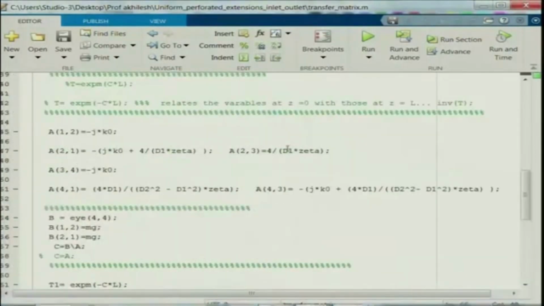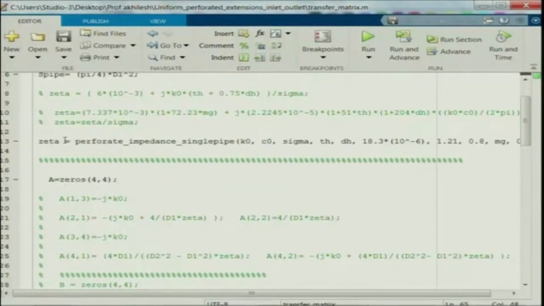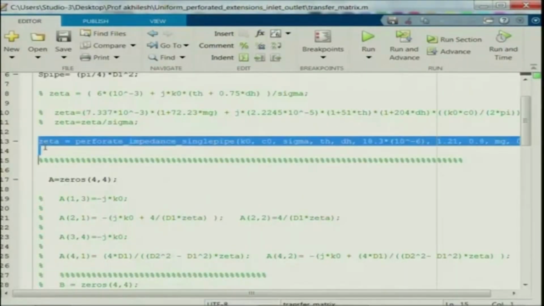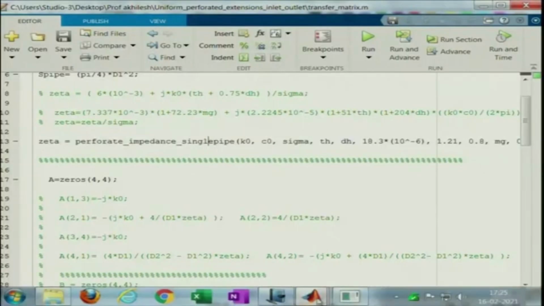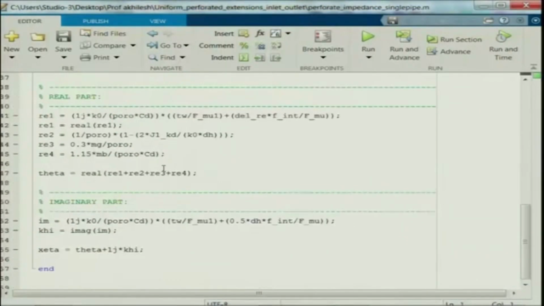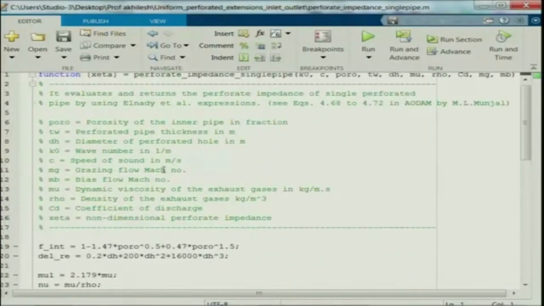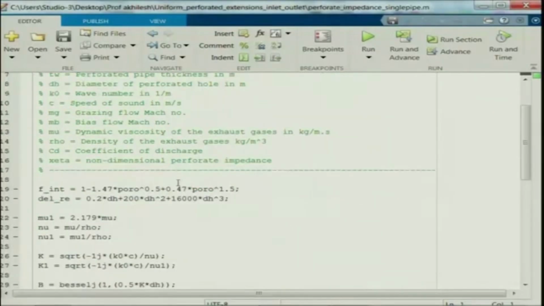Now, one more thing before we go into parametric studies, because from now onward we will spend a few minutes doing some parametric studies. This is the perforate impedance file which I have written separately. This is the rather complicated thing that I had shown you. One needs to have a little bit of practice with programming, so that will be useful.